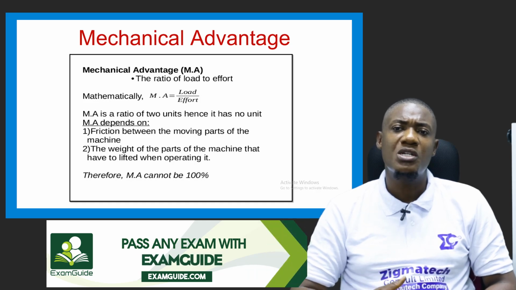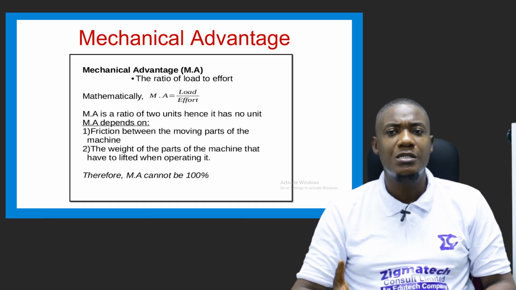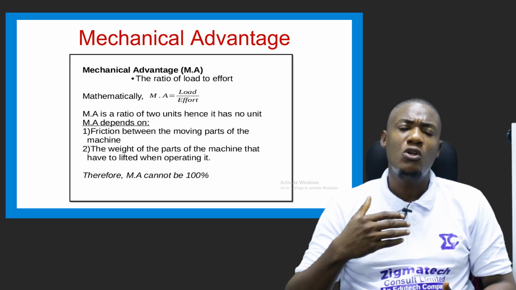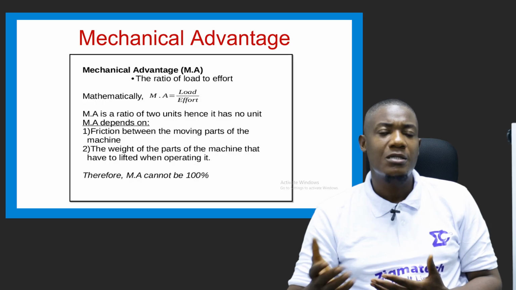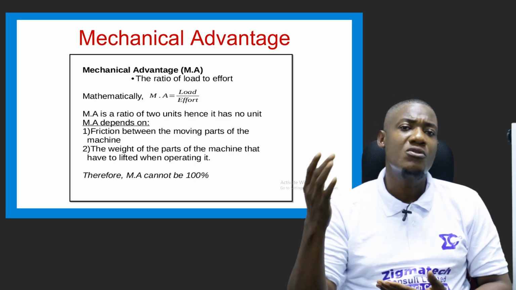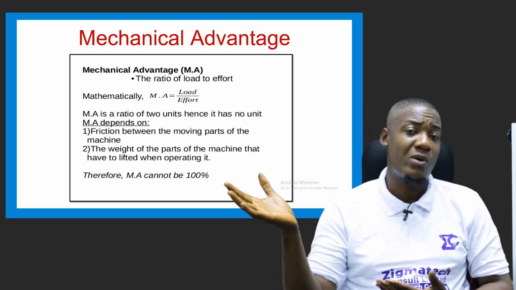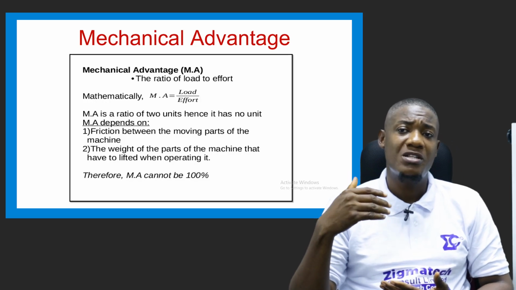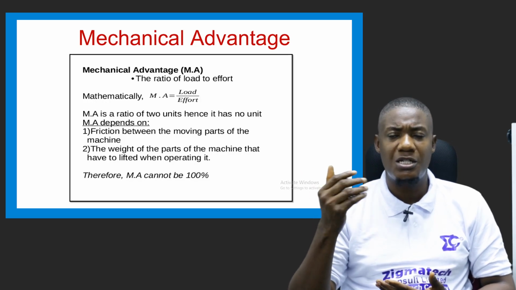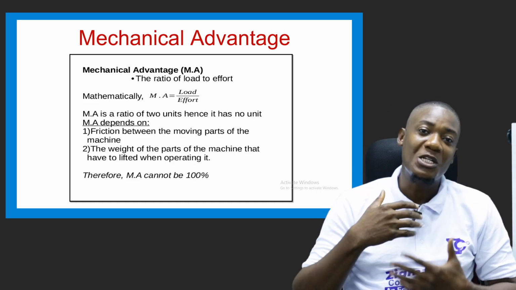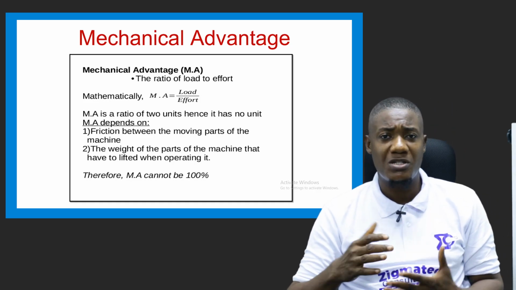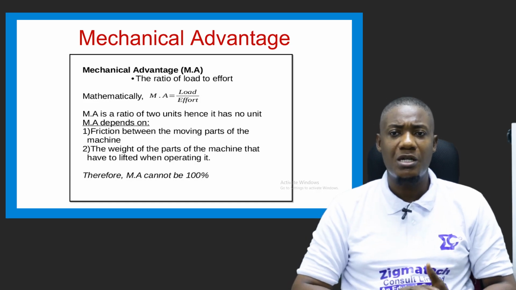Mechanical advantage of a machine has no unit. Just like you know, load is measured in newtons and effort is measured in newtons. So if we have newtons divided by newtons, the answer is 1. Therefore, the mechanical advantage of a machine has no unit. I need you to take note of that. So don't be tempted to add newton or any other thing to mechanical advantage. It has no unit. Is that okay?